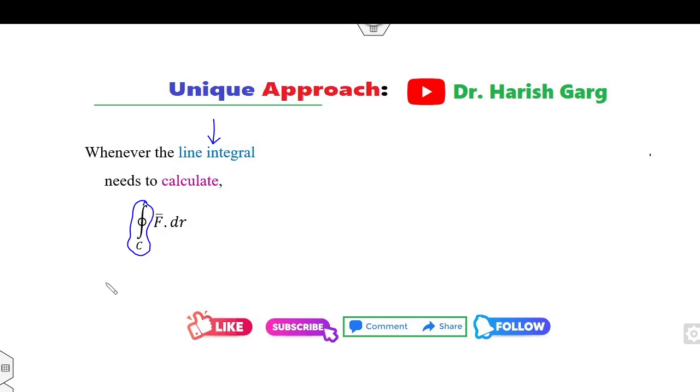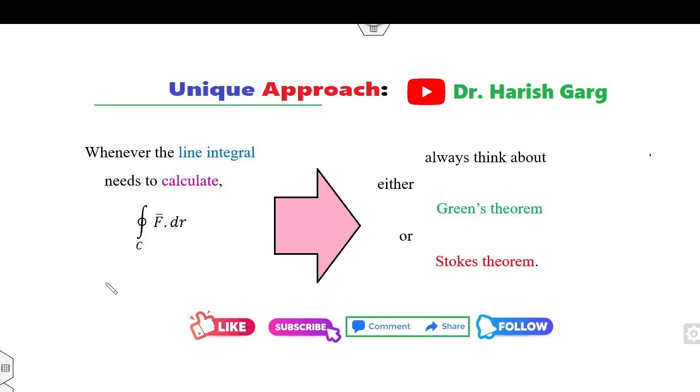Now dear students, whenever there is a question related to the line integral, that is, whenever this symbol is appearing here, always keep in mind that you can apply either Green's theorem or Stokes' theorem. Now the question arises: under what case can you apply Green's theorem and Stokes' theorem?